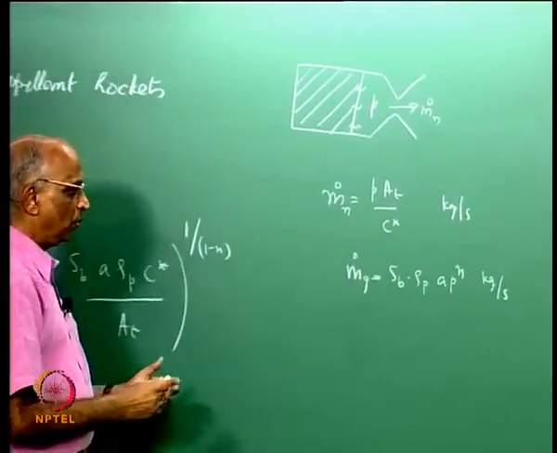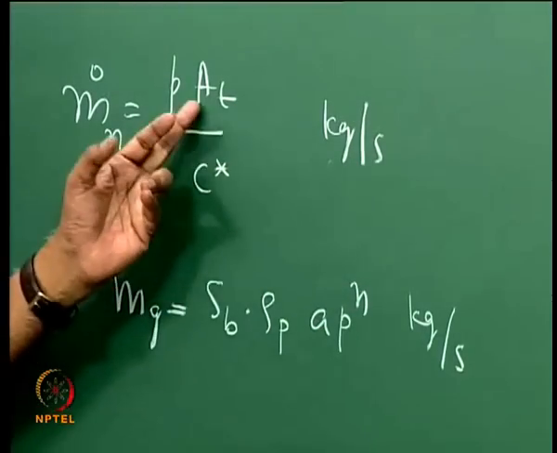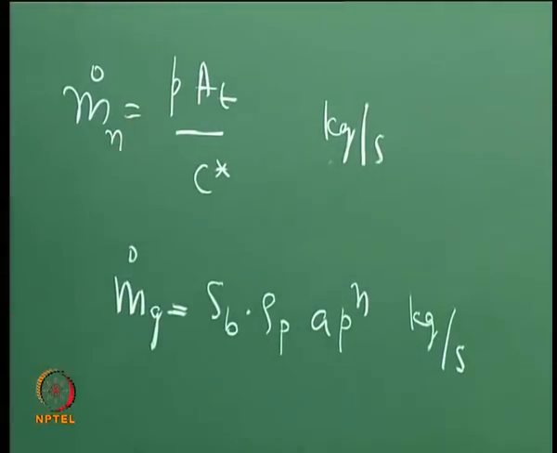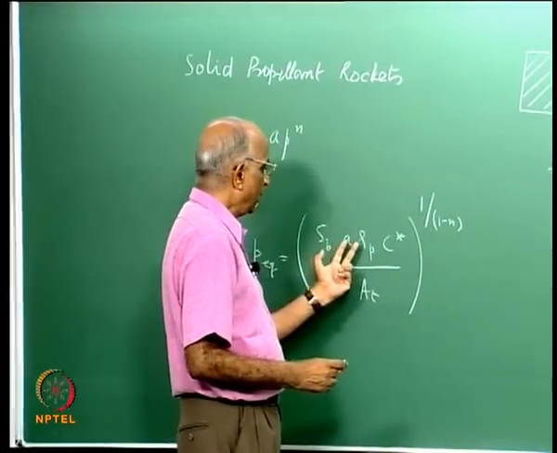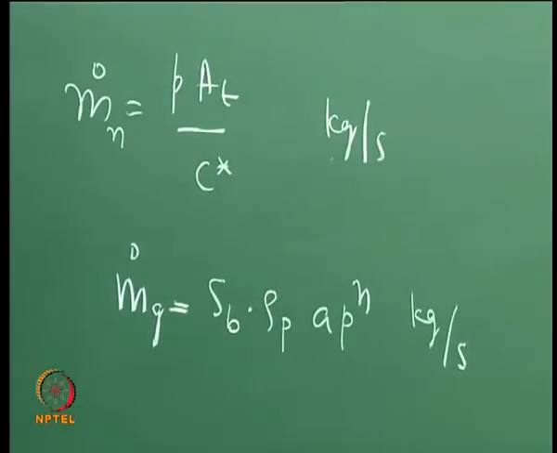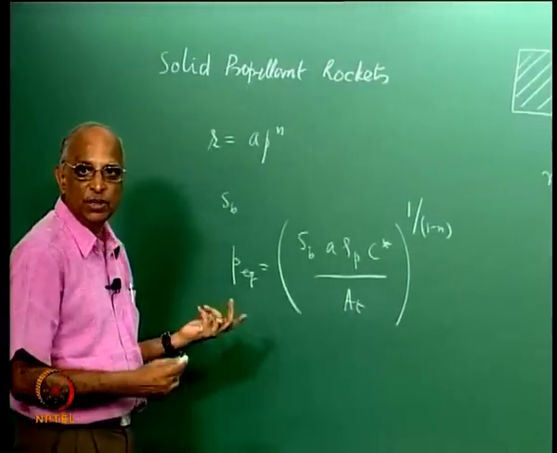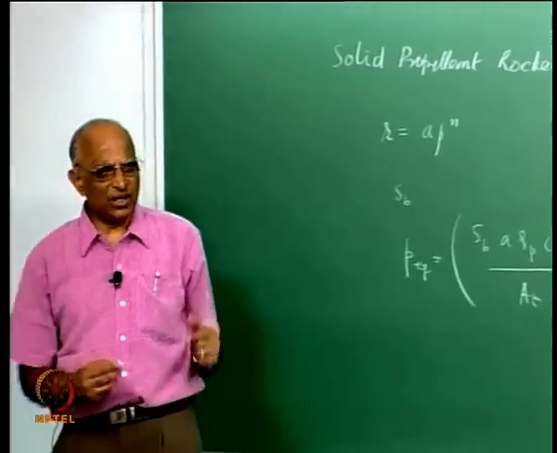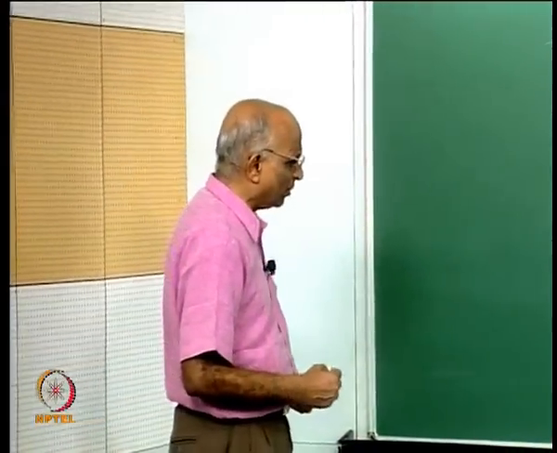We equated the two, and then taking p over here, I get 1 minus n, I get Sb a rho p into C star divided by At, and this is the equilibrium pressure. What does this tell us? Let's take a relook at this equation.